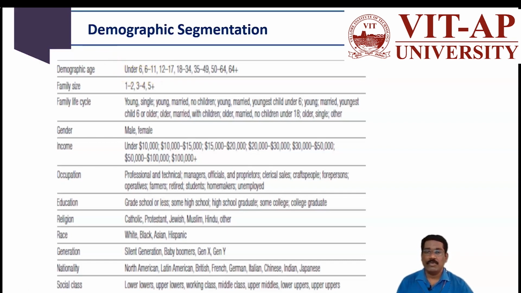And also, if you look at the family life cycle, you've got young single, young married with no children, young married with youngest child under 6, young married with youngest child 6 or older, older married with children, older married with no children under 18, older single, and others. So in the family life cycle, we have different segments available.